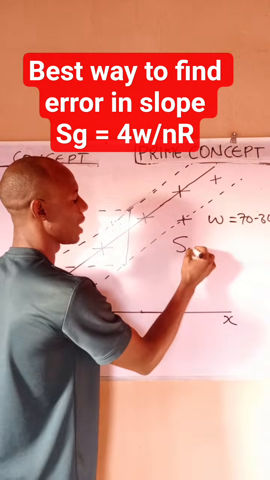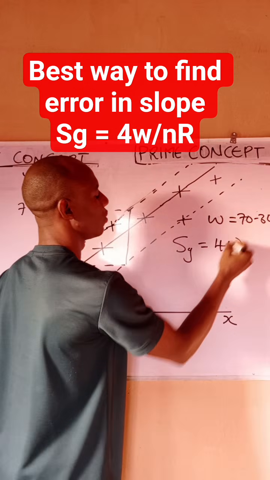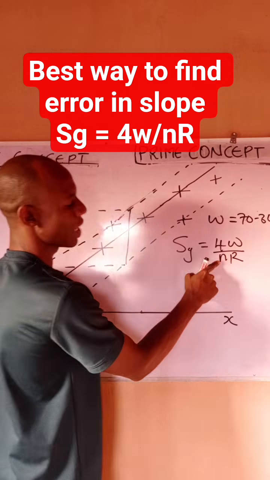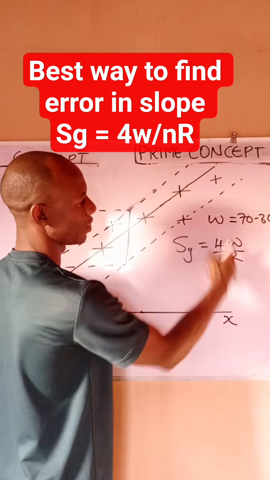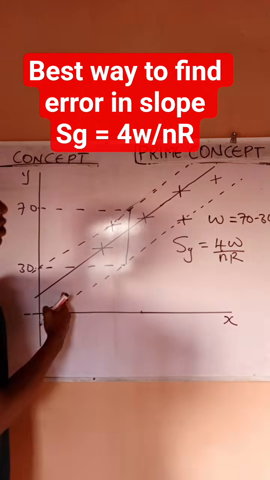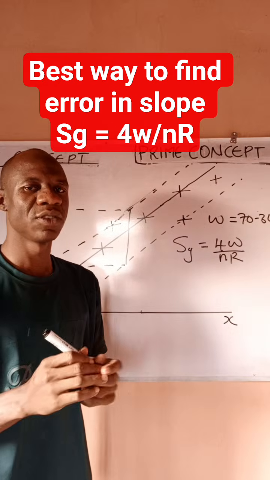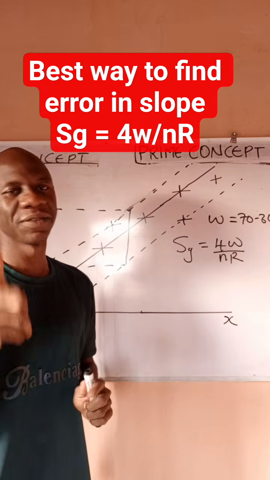Then you can use the formula SG equals 4W over NR, where N is 6 in this case, and R is going to be the highest minus the lowest point. With this, you've been able to get your error in slope. I believe it is clear.